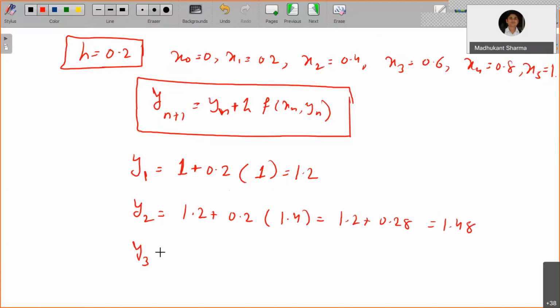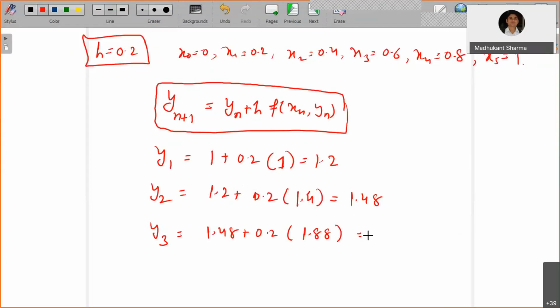Now y3 is going to be y2 plus 0.2 times x2 plus y2. So x2 is 0.4 and y2 is 1.48. That is going to be 1.88 into 0.2 plus 1.48. So that's going to be 1.856.